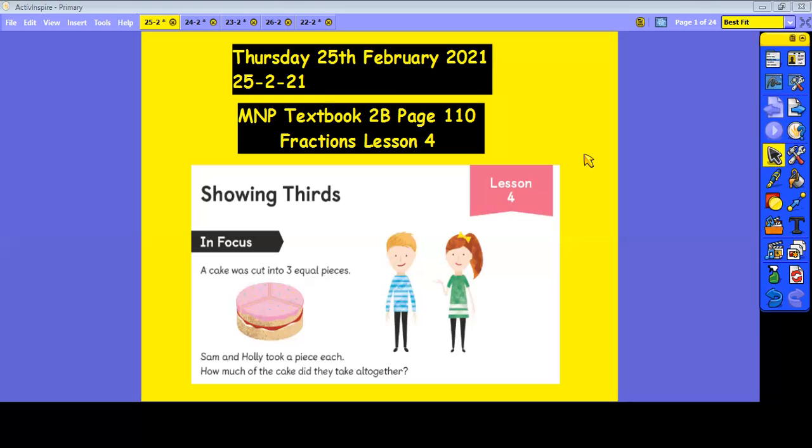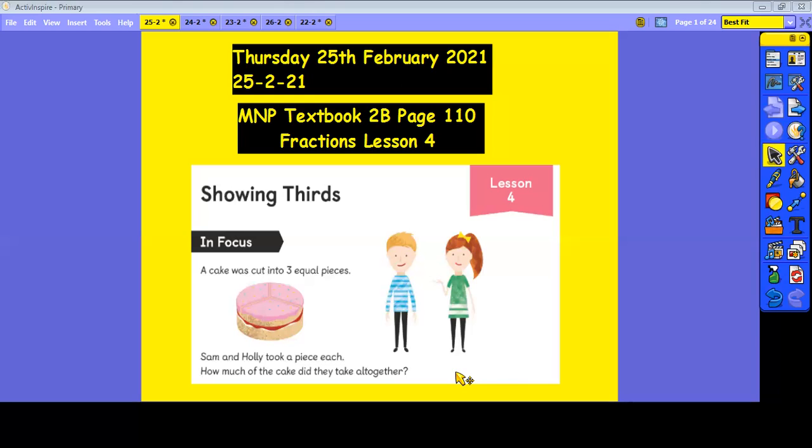And in our main focus task, we start with a very delicious looking cake. Okay, can you see it here with that lovely raspberry jam? That's what I'm imagining. Maybe strawberry jam with some buttercream, lovely light sponge, and then some icing on the top. Oh, how yummy. So yummy that Sam and Holly took a piece each. I'm not surprised, are you? And the question is, how much of this cake did they take all together?